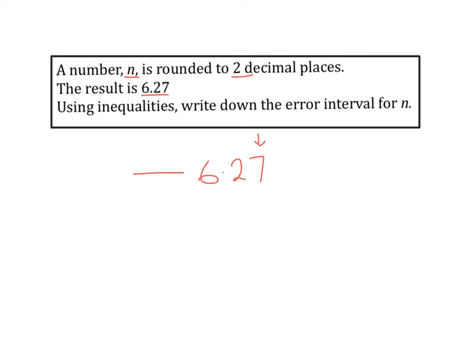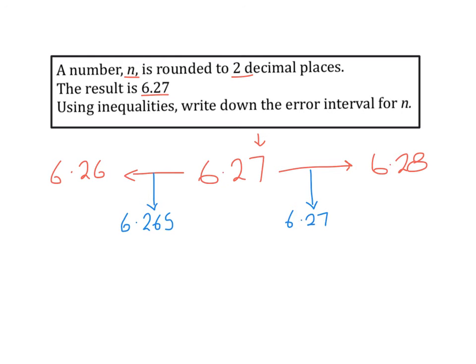So I need to think, well, if it was 2 decimal places lower, then it would be 6.26. So it's the second decimal place that's changing. And a second decimal place above would be 6.28. And then again, I start thinking, right, well, at what point do I stop rounding from 6.26 and start rounding to 6.27? Well, that's bang in the middle. It's going to be 6.265. And at what point do I stop rounding from 6.27 and start rounding to 6.28? Well, that's going to be 6.275.